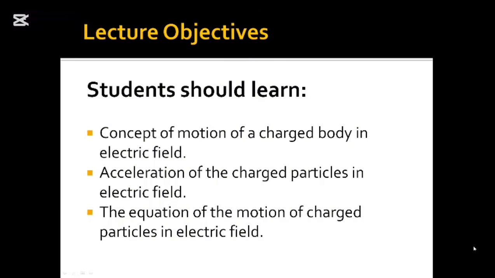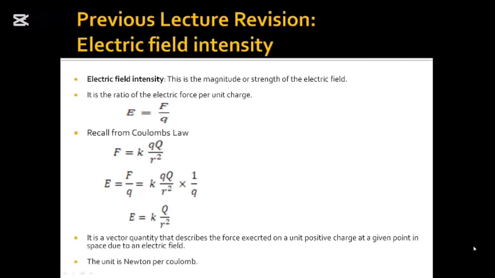Then the equation of motion of charged particles in electric field. Let me call you back a little bit. You know your equations of motion, the Newtonian equations of motion. The first, the second, the third equation, and the fourth. Now we are going to use those equations for charges and know exactly how they apply. That's exactly what I want you to understand by the end of this lecture. So get ready. Let's look at the previous lecture revision.